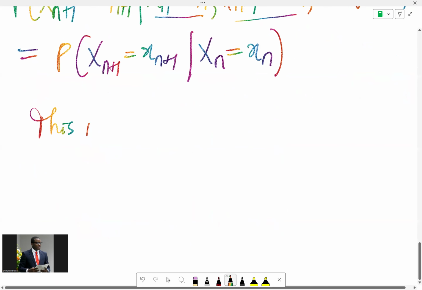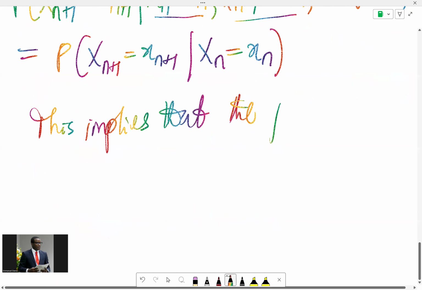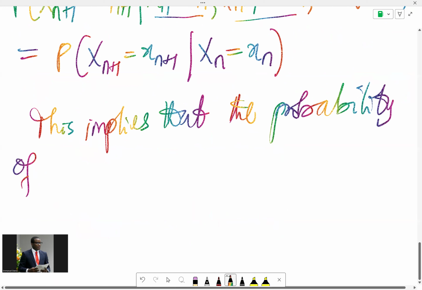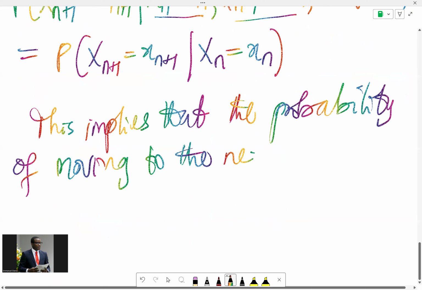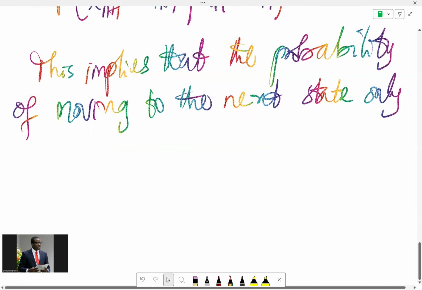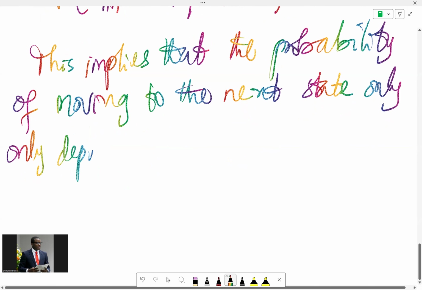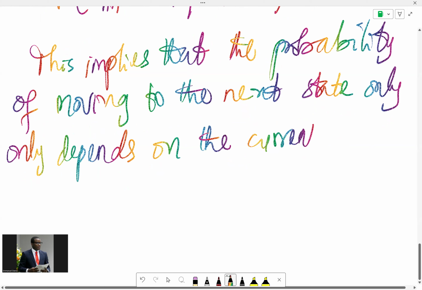That's the Markov property. So this implies that the probability of moving to the next state only depends on the current state X_n.